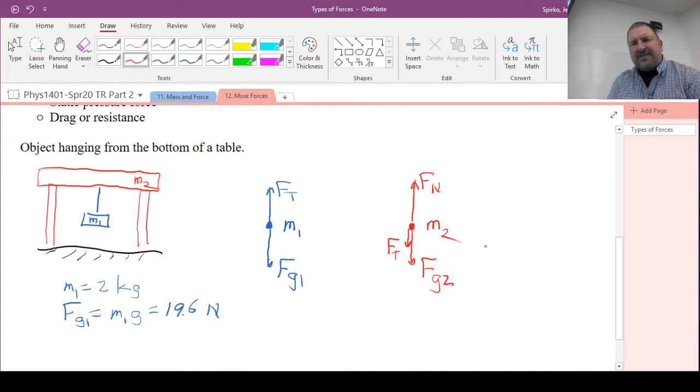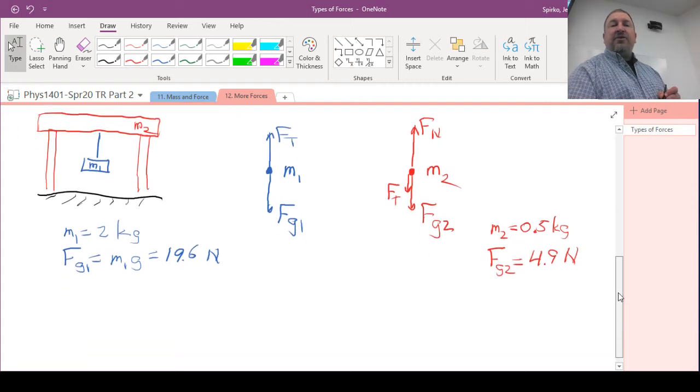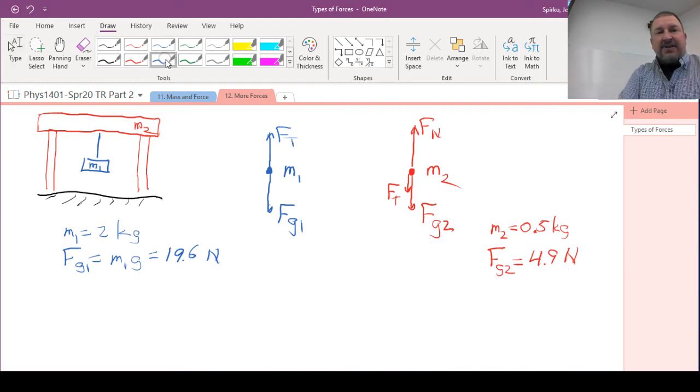Over here, let's say M2 is 0.5 kilograms. So Fg2 is 4.9 newtons. Half of 9.8 is 4.9. So that's the first thing I can do from given information, is I can calculate those two forces of gravity. Now I can do my F equals ma analysis.